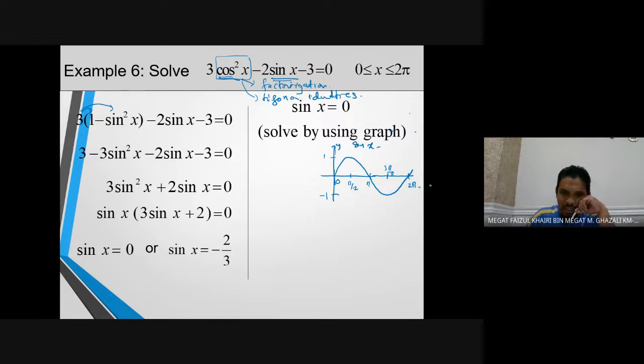Okay, what's the value of x? The value of x is starting from 0 up to 2 pi, or 360 degrees. Sine x equal to 0. What is the value of angle x that gives us a value of 0? This point, and this point. Okay, we have 0, pi, and 2 pi.